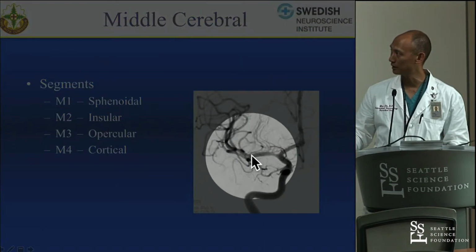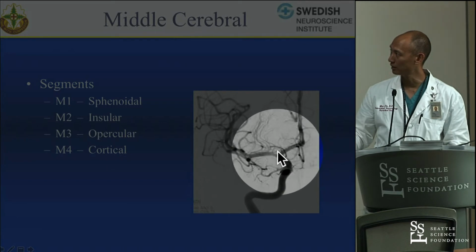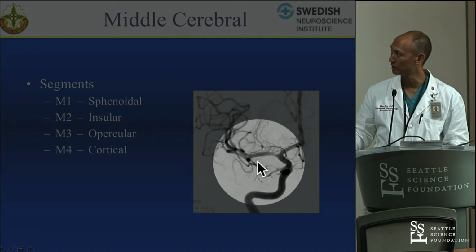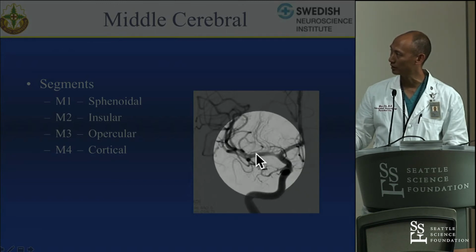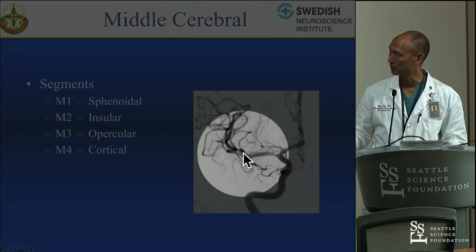And that M1 segment here is a good example of how those lenticulostriates can be so variable. So you have some of those lenticulostriates originating from the ICA terminus, and then some actually coming from the really, really far lateral segment of the M1. So this is actually the sphenoidal as it's running over the bone, or horizontal segment of the M1.